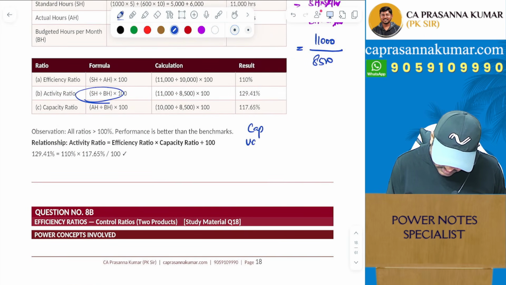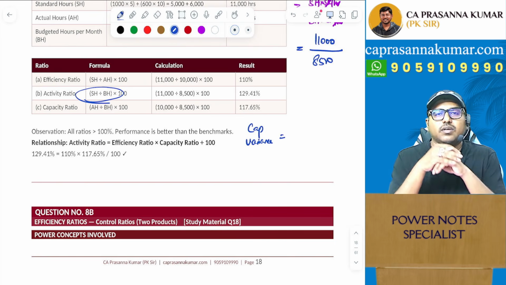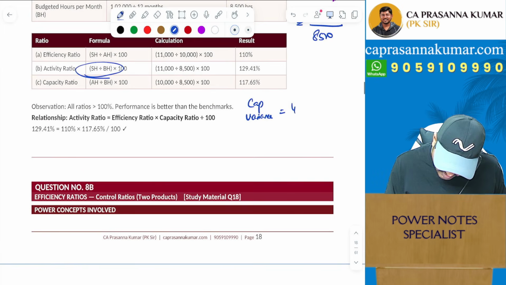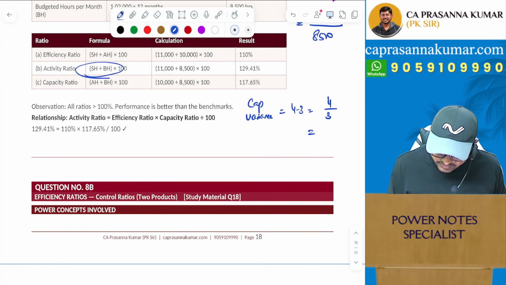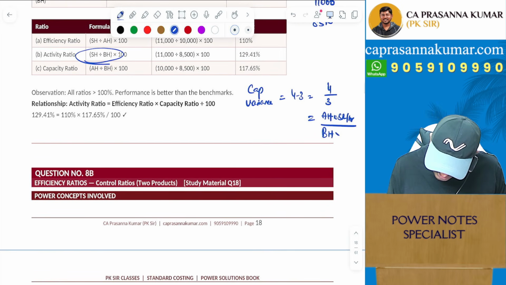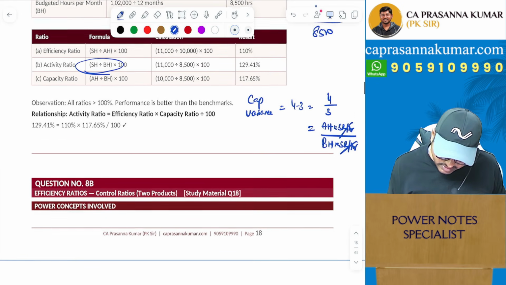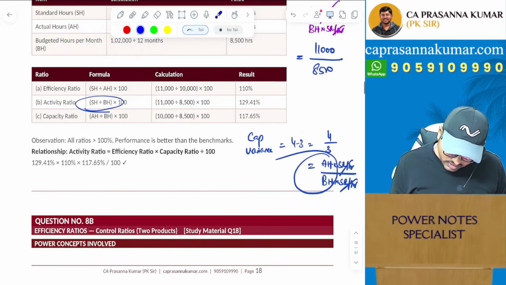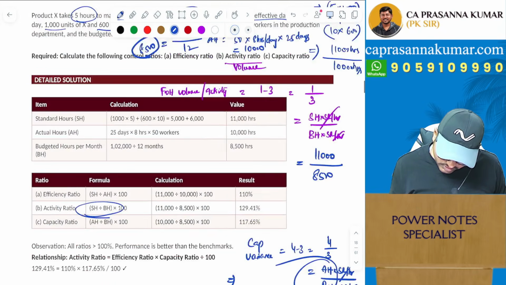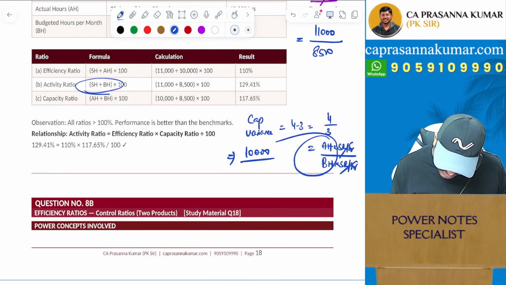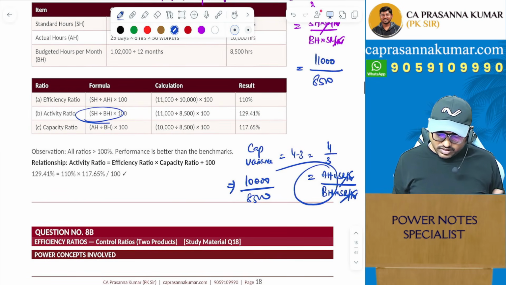And finally, capacity ratio. So capacity variance. What is the formula? Capacity, efficiency, calendar. There is no calendar here, which means the formula is 4 minus 3. 4 minus 3 means 4 by 3. What is 4? AH into SR per hour. What is 3? Budgeted fixed overheads. That is nothing but budgeted hours into standard rate per hour. Standard rate per hour gets cancelled. AH by BH. Same formula. Actual hours, you already know. Here we have calculated actual hours, 10,000. Budgeted hours, just now I've calculated 8,500. That's it, you'll get the answer.